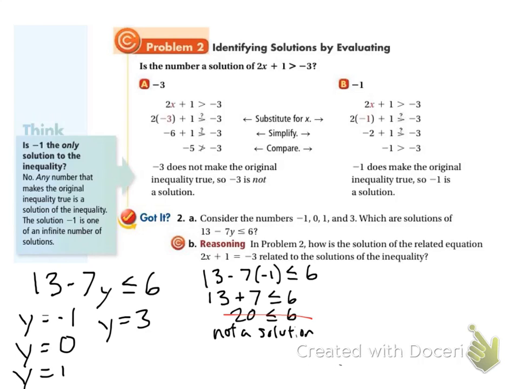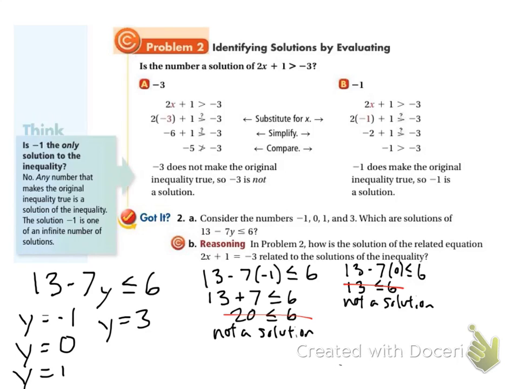Alrighty, let's now plug in 0. 13 minus 7 times 0 is less than or equal to 6. 13, -7 times 0 is just 0. So this is 13 minus 0, or it's just a plain 13, is less than or equal to 6. That isn't true either. 13 is not smaller than 6. Remember, with inequalities, the mouth part wants to eat the bigger number. So that's not a solution.